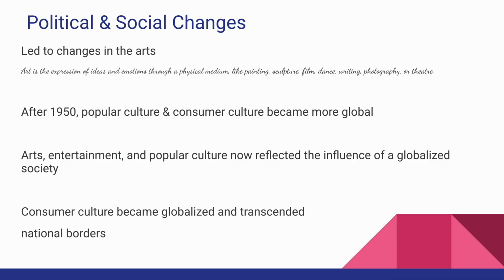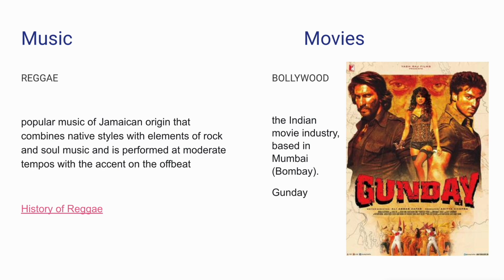9.6, globalized culture after 1900. So there are political and social changes. This led to changes in the arts. Art is the expression of ideas and emotions through a physical medium like painting, sculpture, film, dance, writing, photography, or theater. And after 1950, popular culture and consumer culture became more global. Arts, entertainment, and popular culture now reflected the influence of a globalized society, and consumer culture, focusing on consumerism and buying a lot of goods, became globalized and transcended national borders.